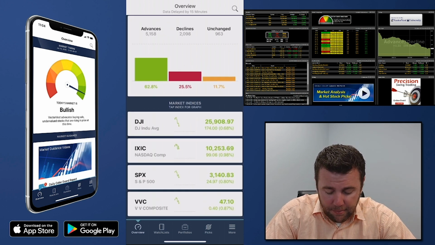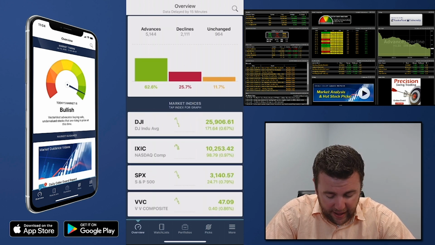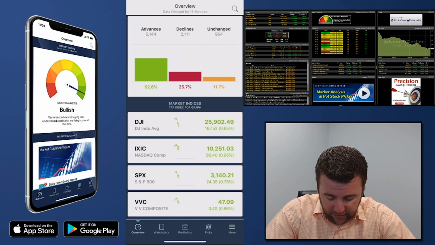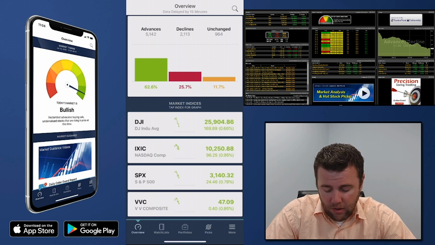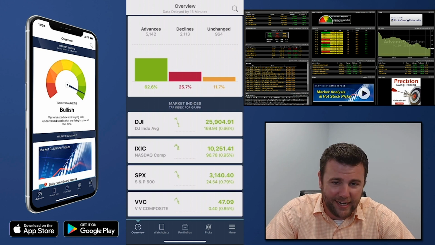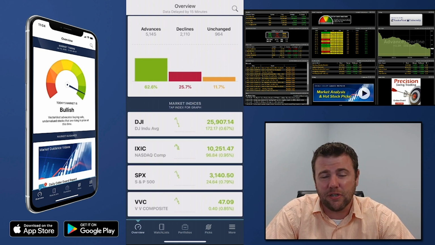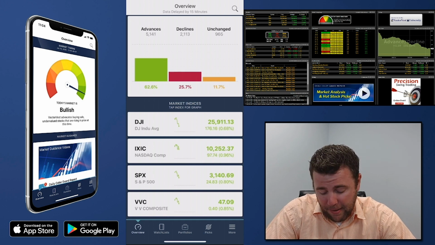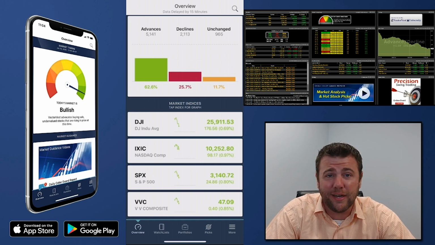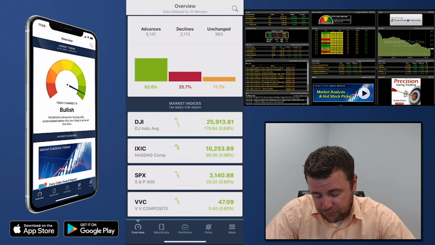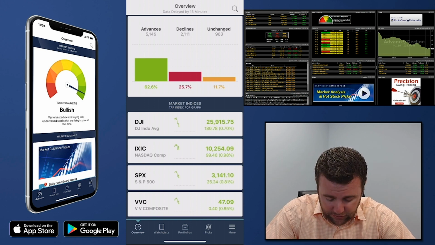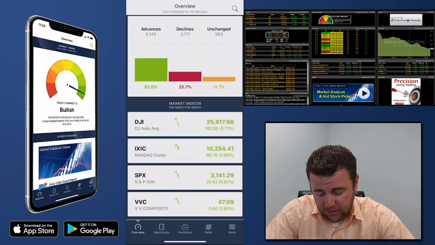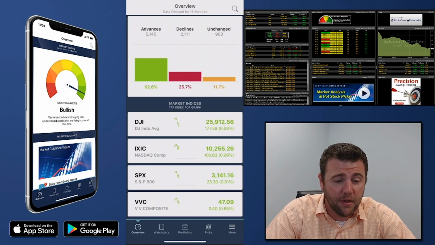And then we get down to the major indices where we see the Dow, the NASDAQ, the S&P all up nicely here so far. VectorVest Composite, which gives us a better representation because it's not just looking at the Dow's 30, the NASDAQ's 100, or the S&P's 500, but it's looking at about 8,200 stocks in the U.S. market each and every day. So as we can see, all the major indices are up. The VectorVest Composite is up. So today's looking like a pretty good day so far.